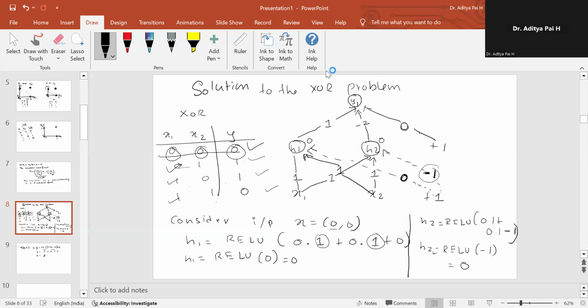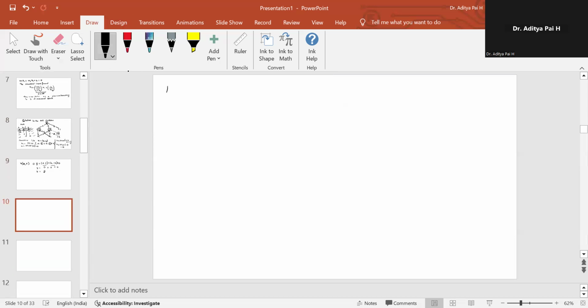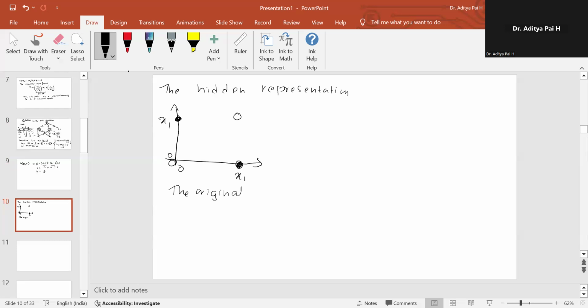Now the hidden representation which we had seen for the XOR. I discussed in the previous slide that if any one of the inputs is 1, the output is 1, so that is why it is darkened. If both your inputs are 0, then it is 0. If both your inputs are 1, then it is 0. So this is the original X space.